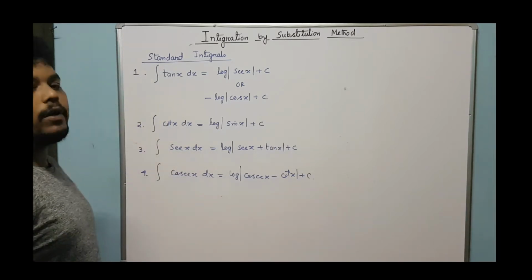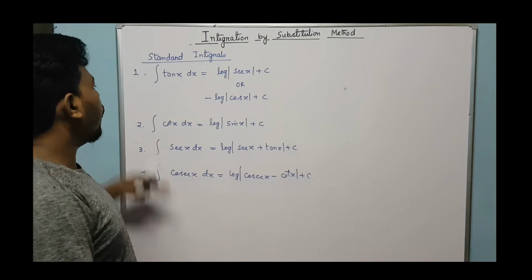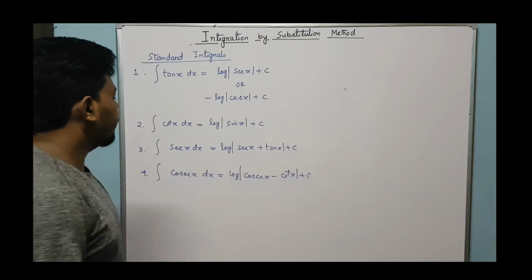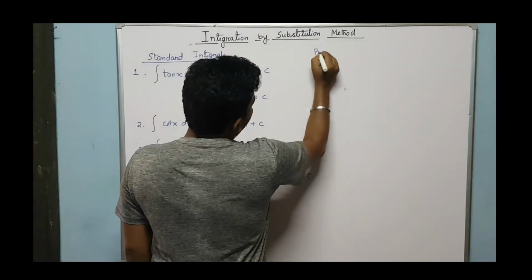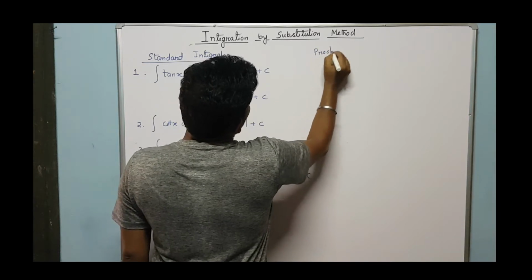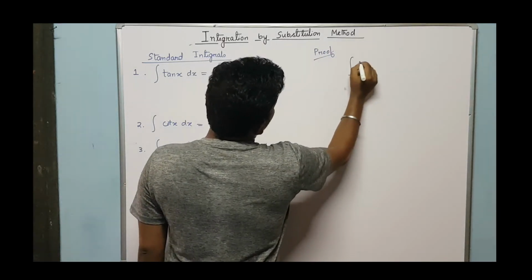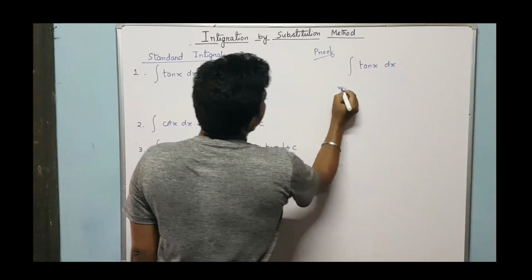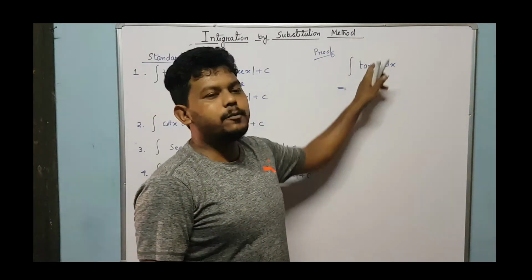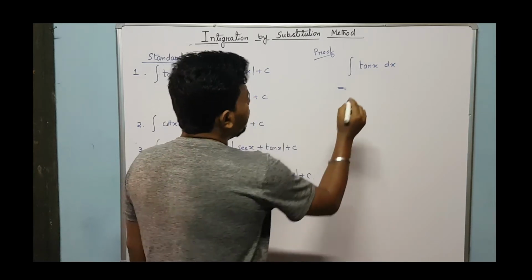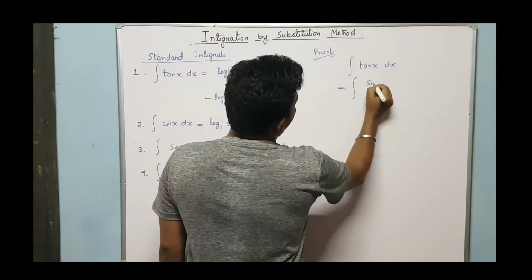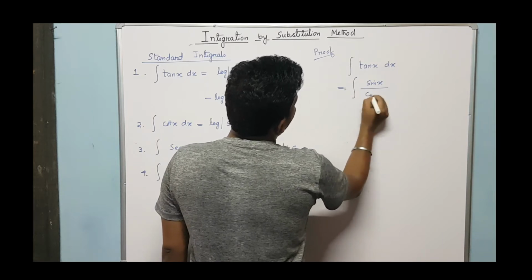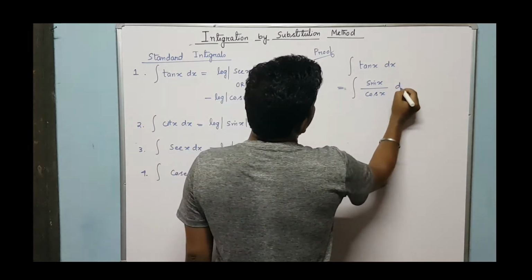Okay. Now we will see the formula proof of these four integrals. Number 1, integration of tan x dx. What is tan x? Tan x means sin x by cos x. So I can write this as sin x by cos x dx.